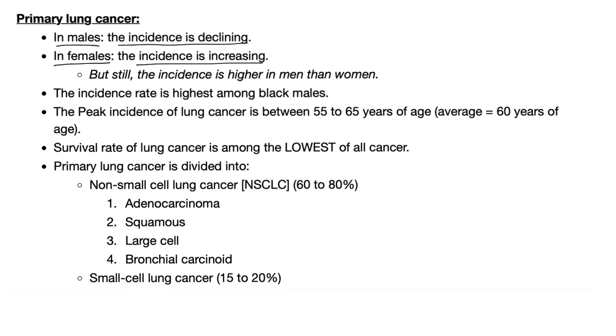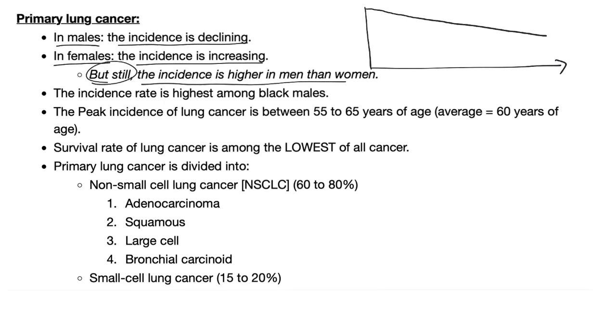Primary lung cancer. In males, the incidence is declining. In females, the incidence is increasing, but still, the incidence is higher in men than women. So let's say this is the curve for men. The incidence is decreasing. And here is a graph for you. And here is time, and here is incidence. This is the male graph. Female graph is like this. It's increasing. But still, until now, it's commoner in men than women.